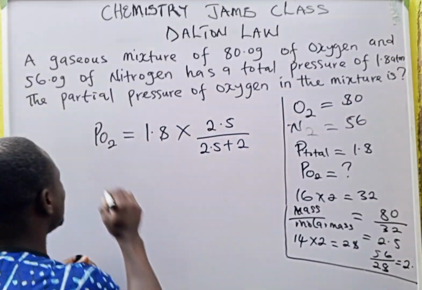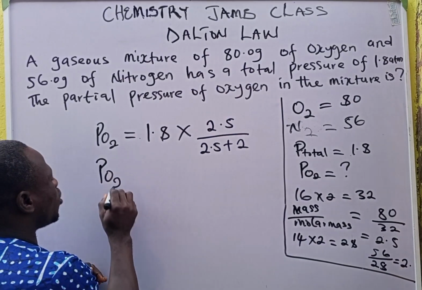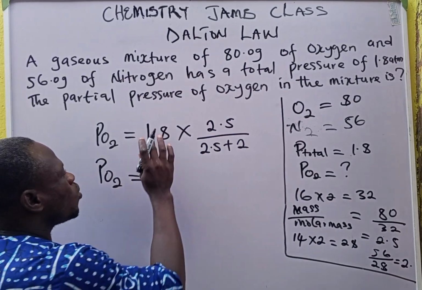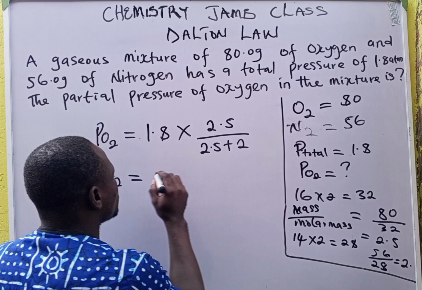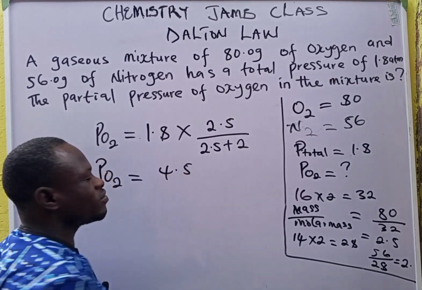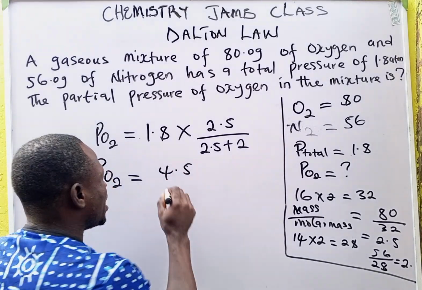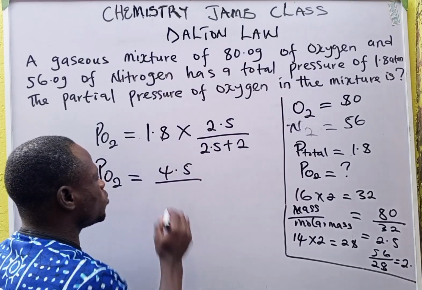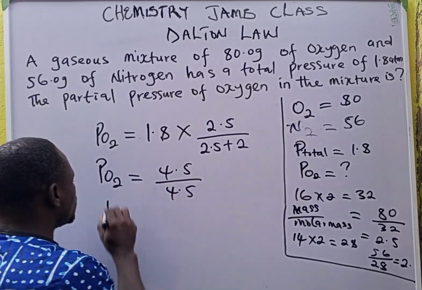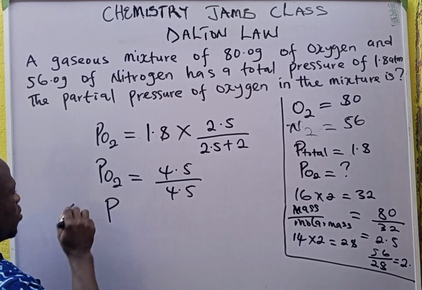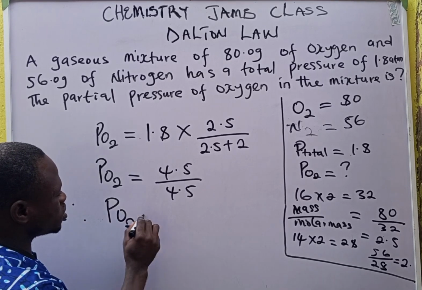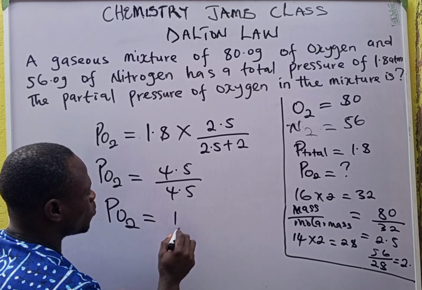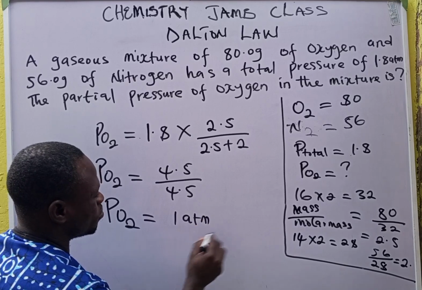It's simple, right? Now, partial pressure of oxygen will be equal to 1.8 times 2.5, which will give you 4.5. Press your calculator now. You divide it by 2.5 plus 2, which will give you 4.5. Therefore, your partial pressure of oxygen will give you 1 atm. That is your answer.